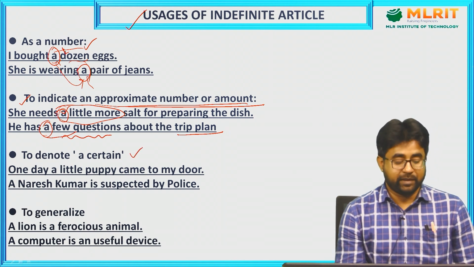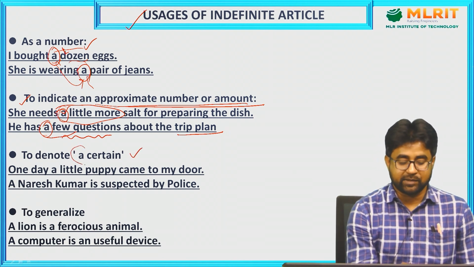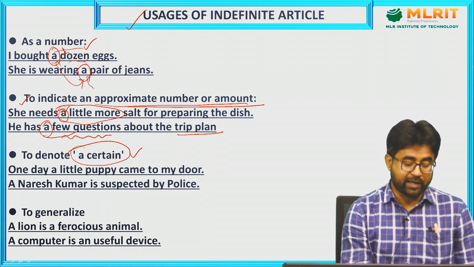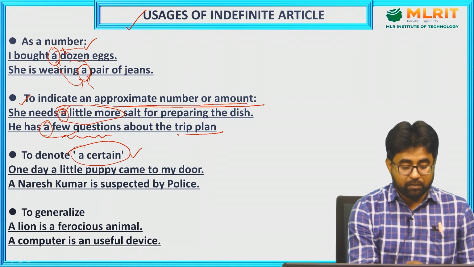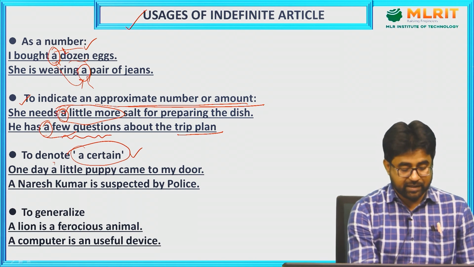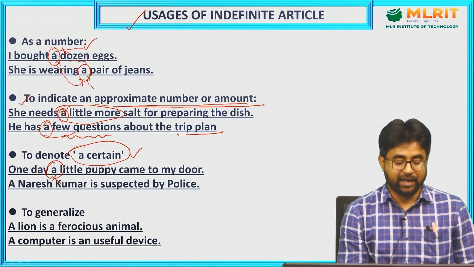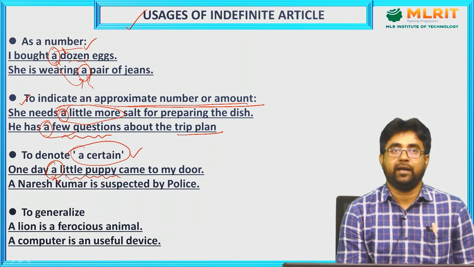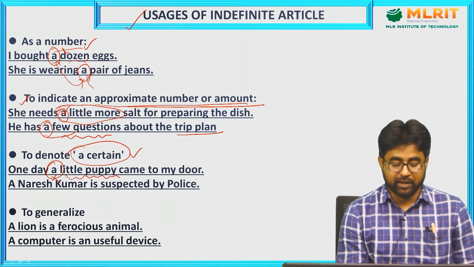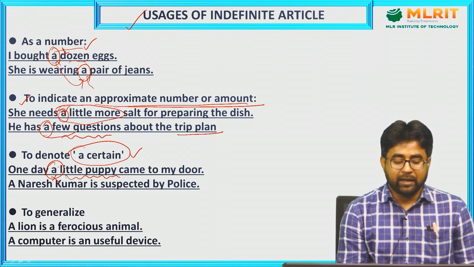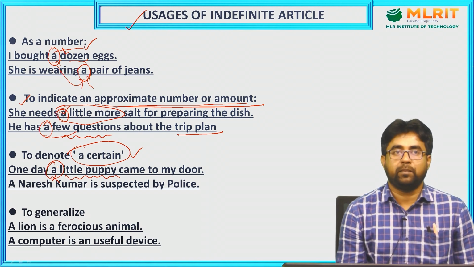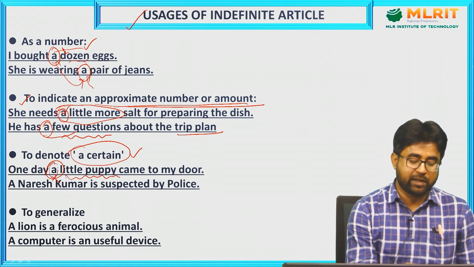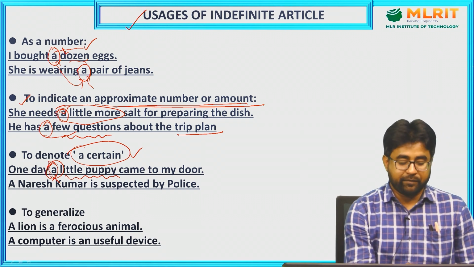The third usage of indefinite articles is to denote a certain one. If we are talking about a certain thing or person, then also we can use indefinite articles. One day a little puppy came to my door. What is the article here? You can see the indefinite article A. Here I am talking about a certain puppy that came on that particular day. I don't know that particular puppy, but I am certain that it is a puppy. That's why I am using the indefinite article A.